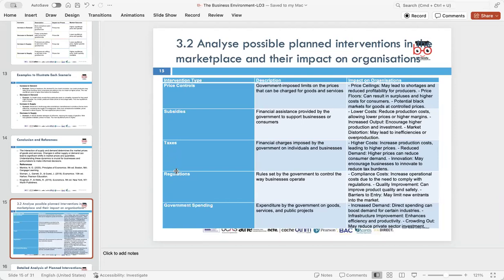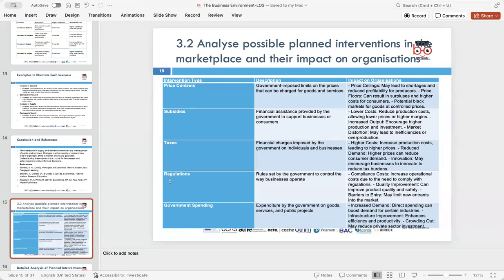Impact on organizations: compliance cost, quality improvement, and barriers to entry. Compliance cost: regulations increase operational costs due to the need to comply with new rules. Quality improvement: regulations can improve product quality and safety, which can enhance consumer trust. Barriers to entry: strict regulations can make it difficult for new businesses to enter the market, potentially reducing competition.